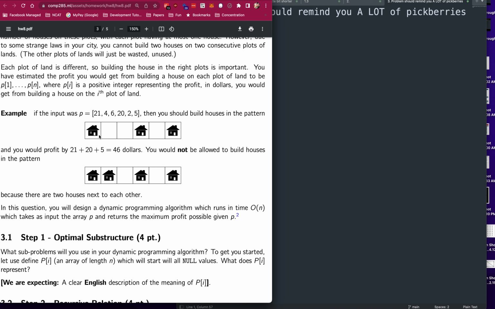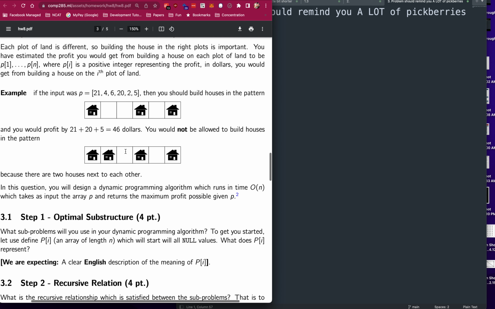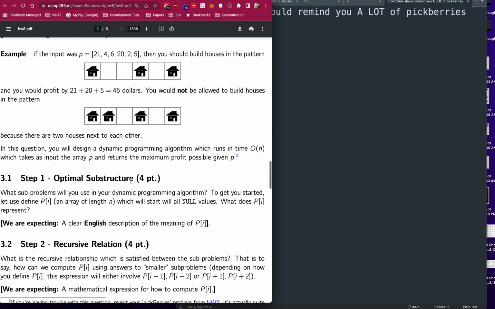The optimal solution here is actually to build the first one, get the 21 in profit, build this middle one, get this third one, get the 20 in profit, and then build the very last one, get the 5 in profit, because that actually gives you $46, okay? However, you might think, wait, actually, I want to build this 6 in profit. Well, you can't build the 6 because it's next to the 20, right? And then similarly, this is an example. This is not valid. You cannot build two houses next to each other, okay?